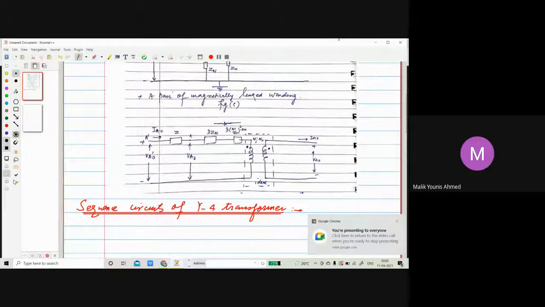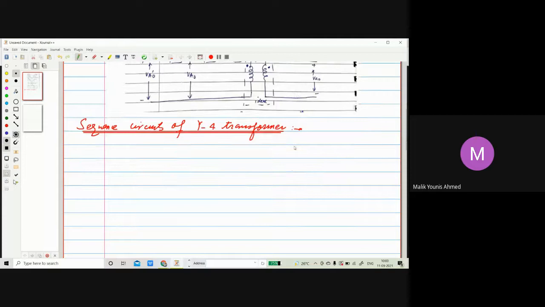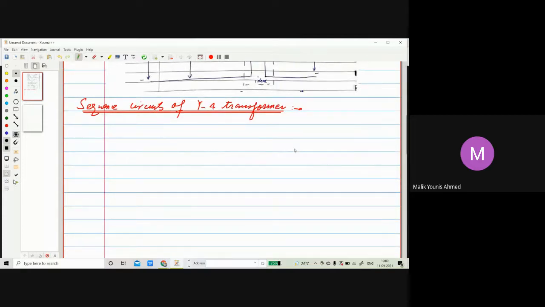Look at sequence circuits of a star delta transformer. This is yesterday's topic, so I will just revise it for your recollection. The sequence equivalent circuits of a three-phase transformer depend on the connections. We have seen that whether they are primary and secondary connections, the sequence circuits will depend on that.